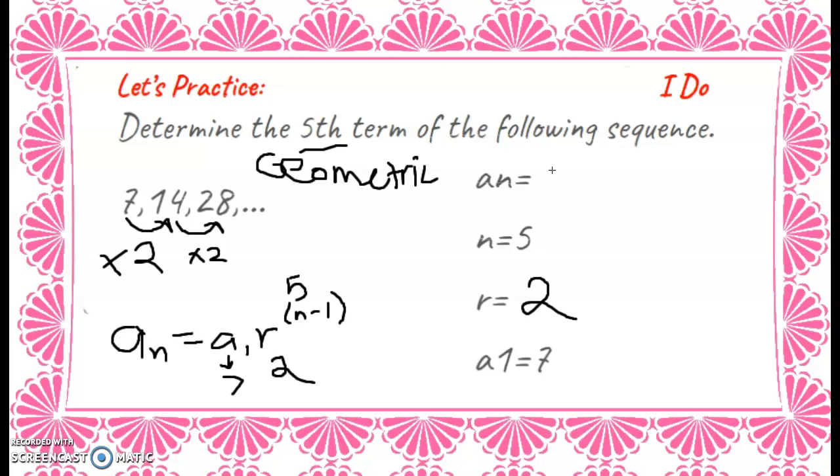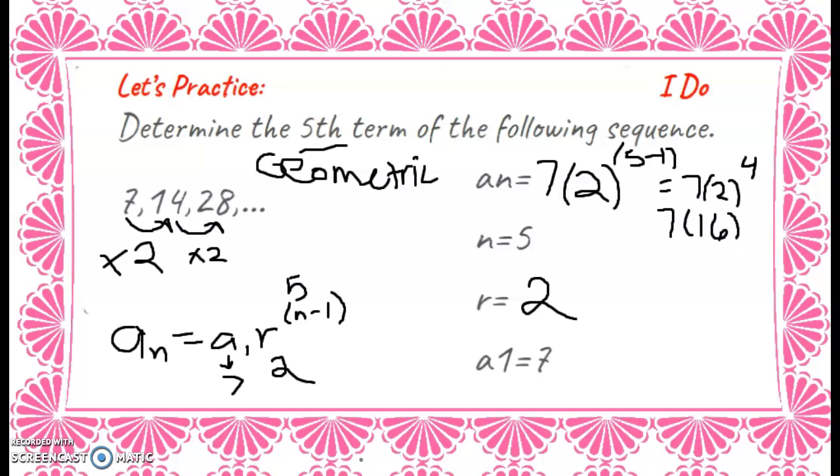Let's plug in a of n. a of n equals 7 times 2 to the 5 minus 1 power. So we have 7 times 2 to the 4th power. That's 7 times 2 times 2 times 2 times 2. That's going to be 7 times 16. And when you multiply that together, you get 112. So 112 is your fifth term in this geometric sequence.